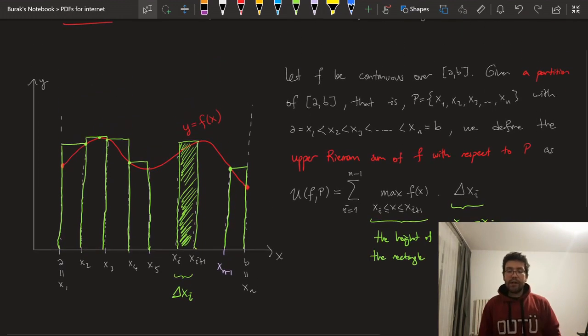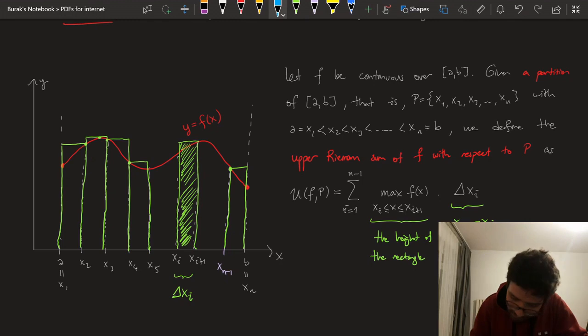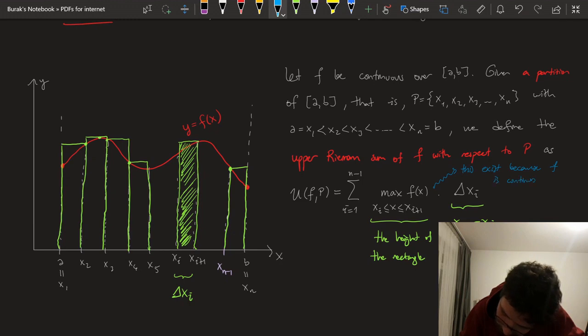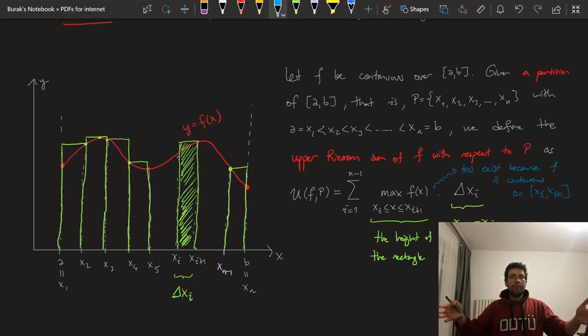Now you may ask the following question: why does this maximum exist? This maximum exists because f is continuous on the interval [x_i, x_{i+1}]. You see, I assume that f is continuous over the whole interval. So in particular, it's continuous on this closed interval.